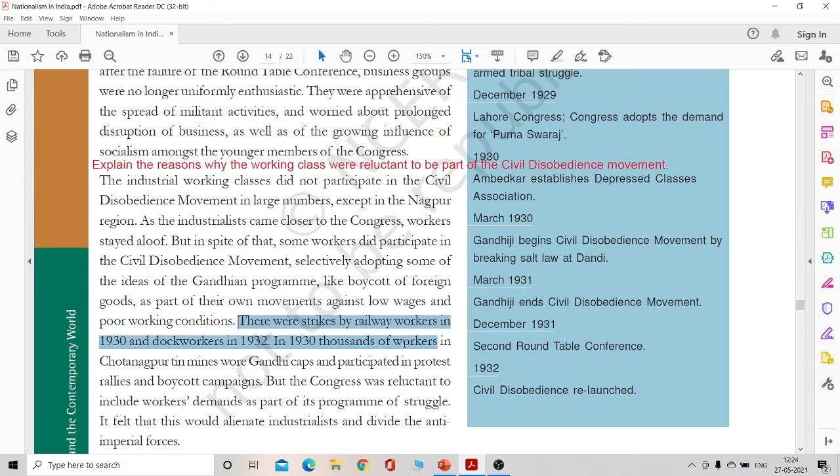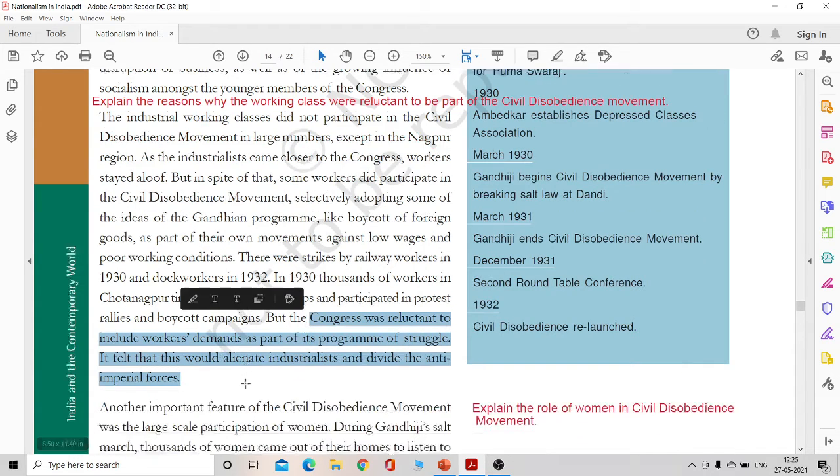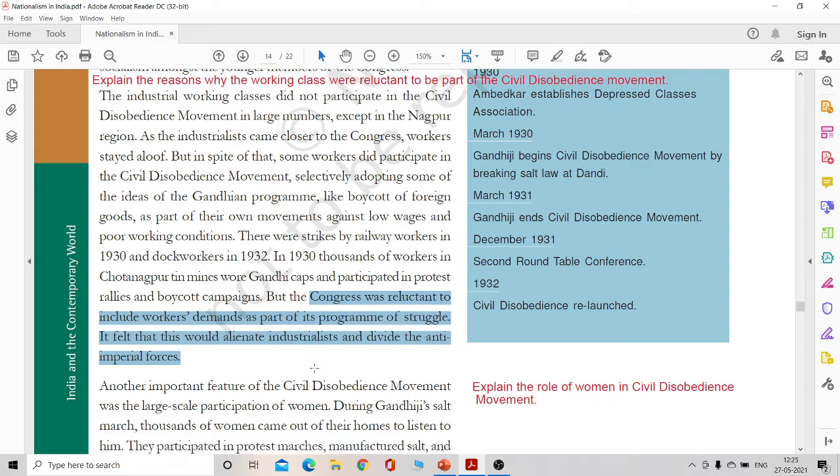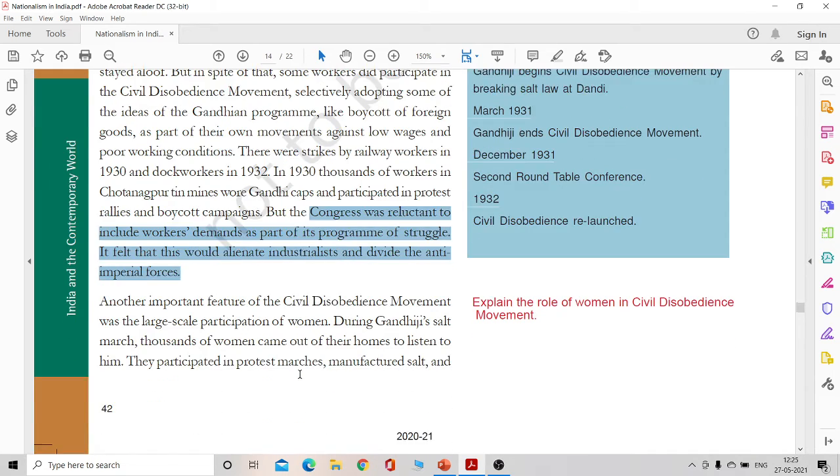participate. So there were strikes by railway workers and dock workers, and thousands of workers in tin mines wore Gandhi caps. So they did take up certain symbols of the civil disobedience movement and protested. However, there was this sort of reluctance by the Congress to add all workers' demands as part of the program for struggle, because they felt that it would again alienate the industrialists. Right?